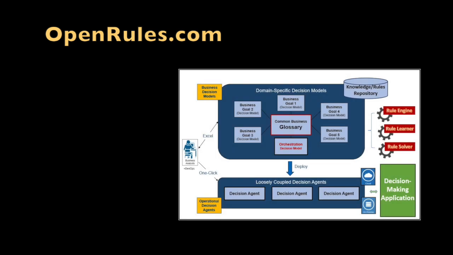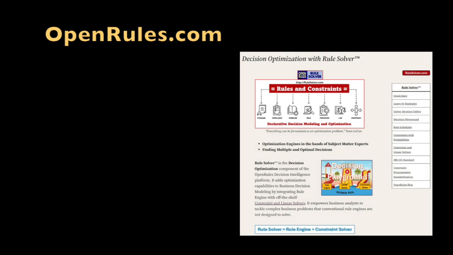This high-level diagram shows how business analysts can create multiple decision models for domain-specific business functions, deploy them as decision agents, and integrate and orchestrate them to build larger decision services. One thing that really sets OpenRules apart is how smoothly its rule engine works together with constraint and linear solvers. Rule Solver allows subject matter experts with no programming expertise to take advantage of advanced optimization tools. They can add complex constraints to the regular decision model and invoke powerful optimization algorithms to find optimal decisions.